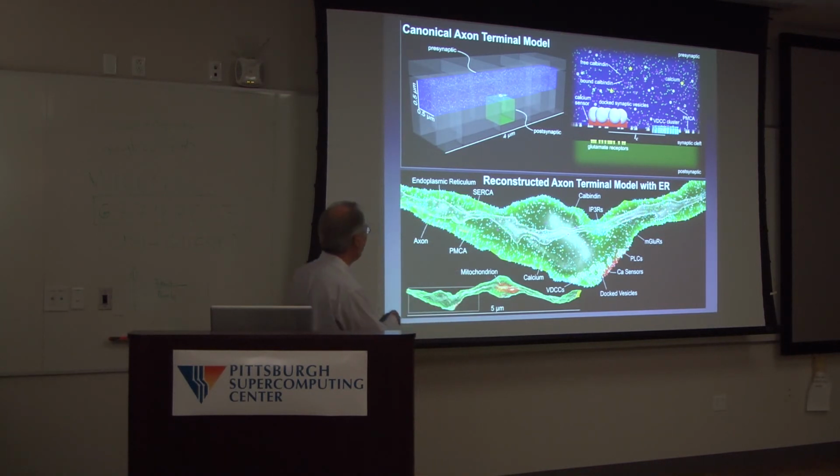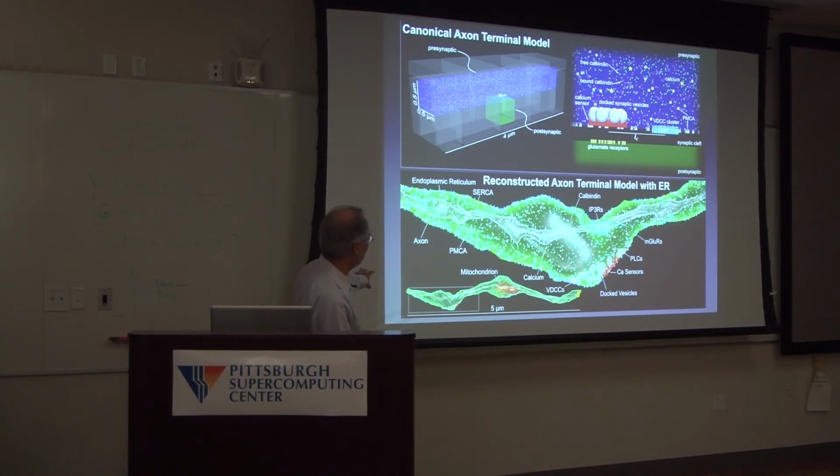And so what you see here is pretty much the same system, except we've added a few more things. Now we have endoplasmic reticulum in it with the SERCA pumps on the surface of the endoplasmic reticulum, and we've added IP3 receptors and metabotropic glutamate receptors and phospholipase C, and the calcium sensors again, and docked vesicles, the cluster of voltage-gated calcium channels, calcium floating around in the cytoplasm. We've got calbindin floating around, PMCA pumps, the SERCA pump, right?